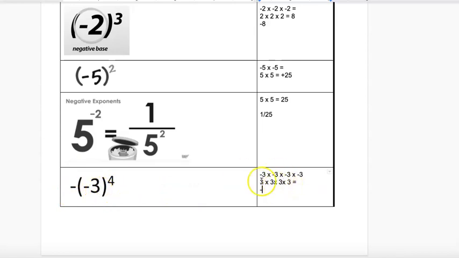So it's going to be negative, and then you can multiply 3 times 3 times 3 times 3. I'll let you do that.